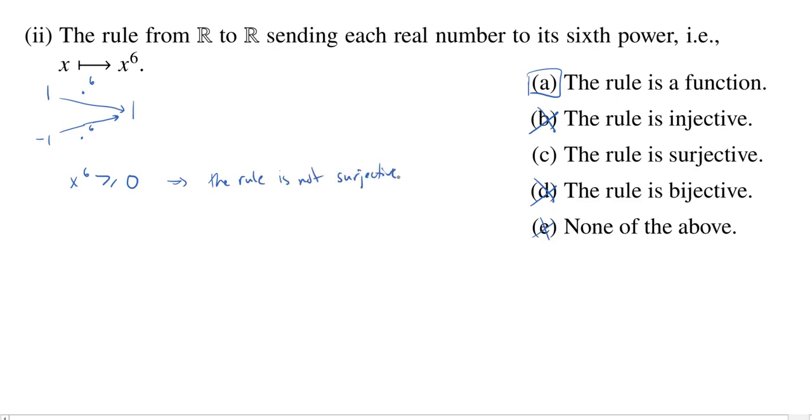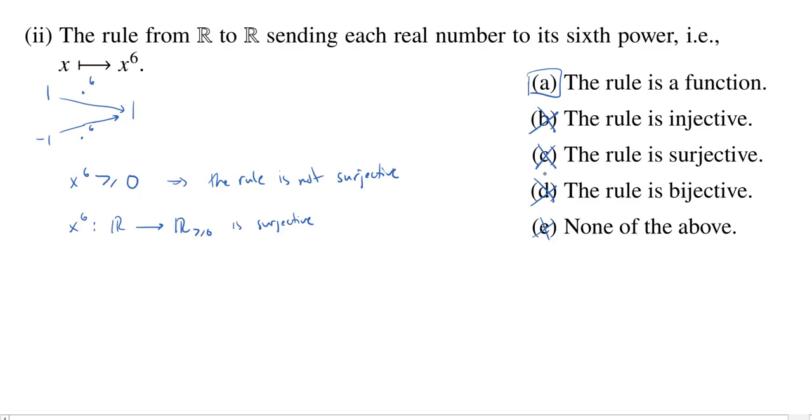Now, we could make it surjective if we change the codomain to be just the non-negative reals. So if we took the map x to the 6th, going from the reals to the non-negative reals, then this is surjective. But that's not what the problem asked for. The problem said from the reals to the reals, and so we do not get surjective here either.